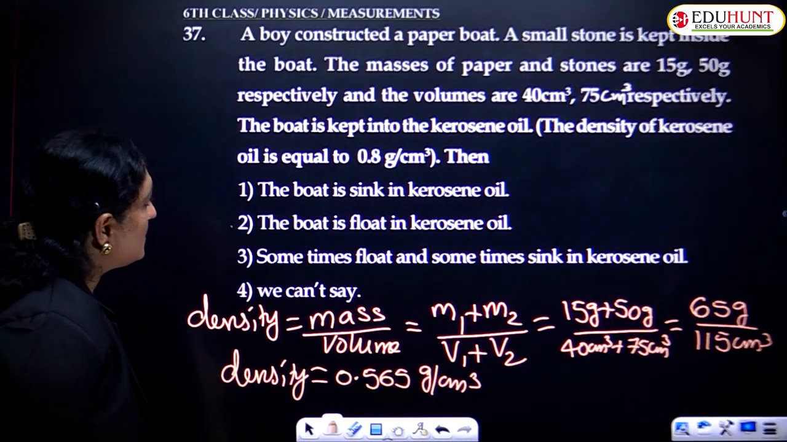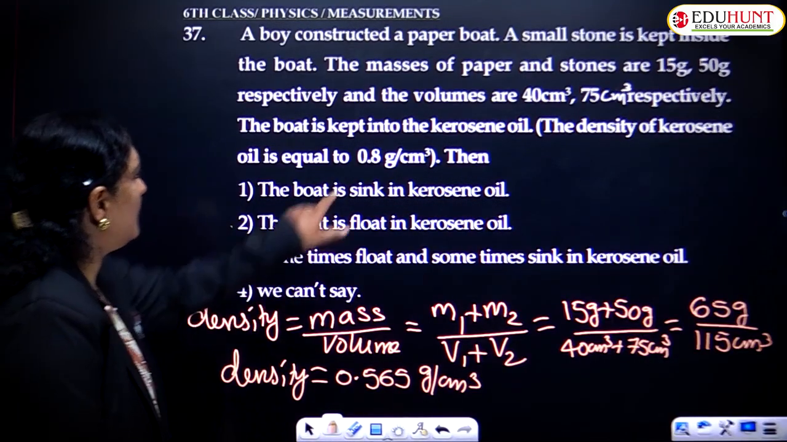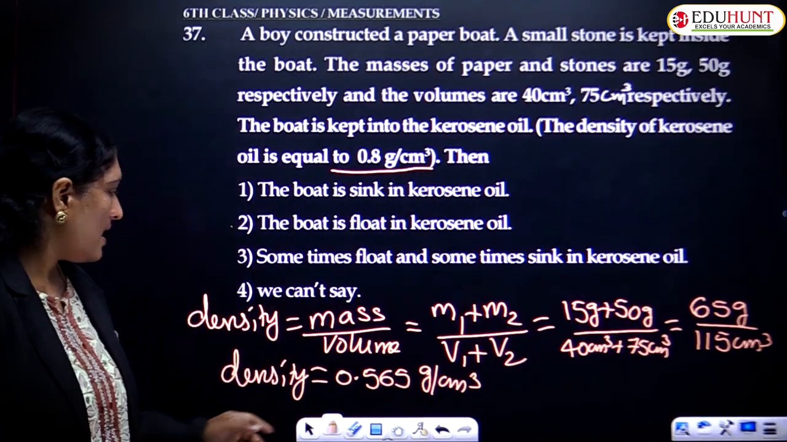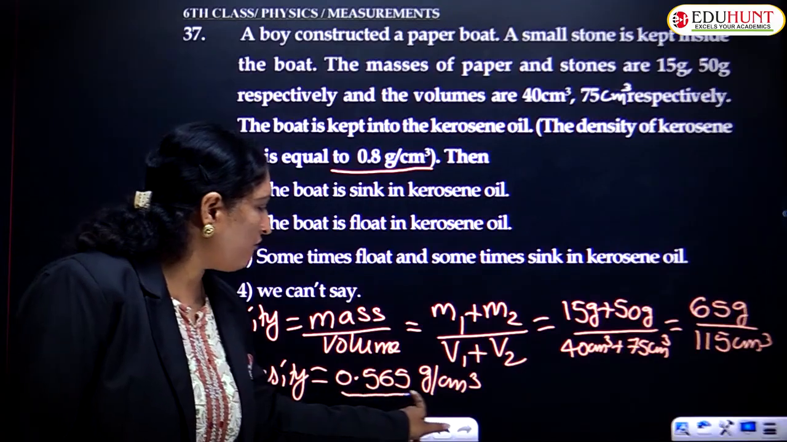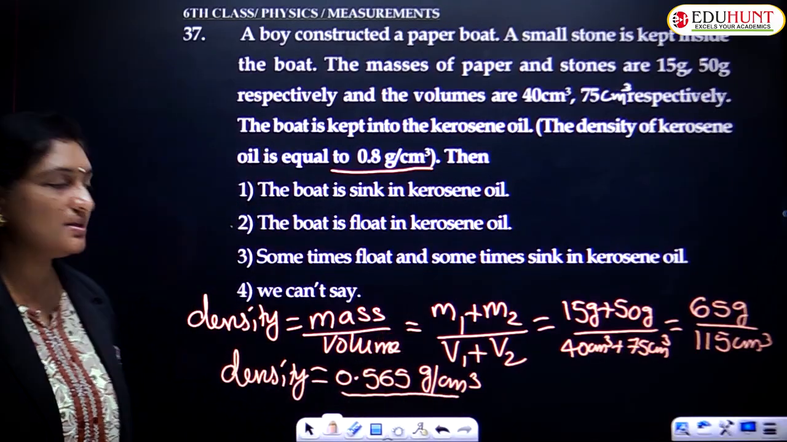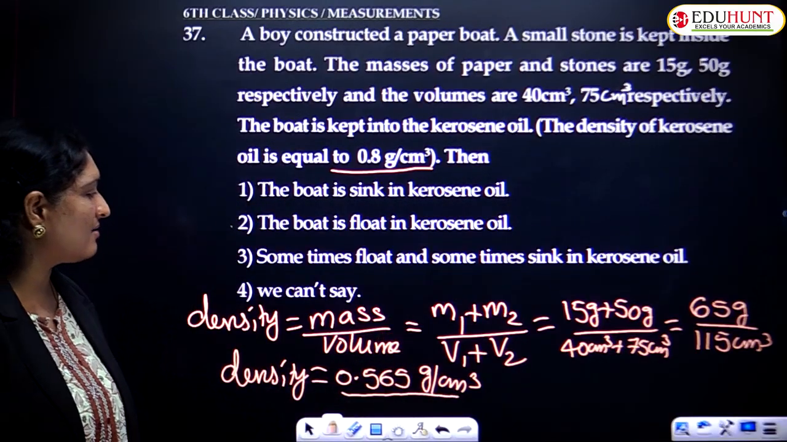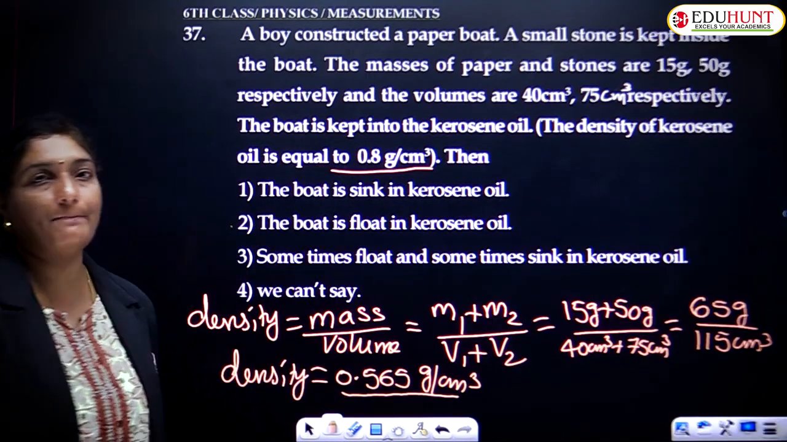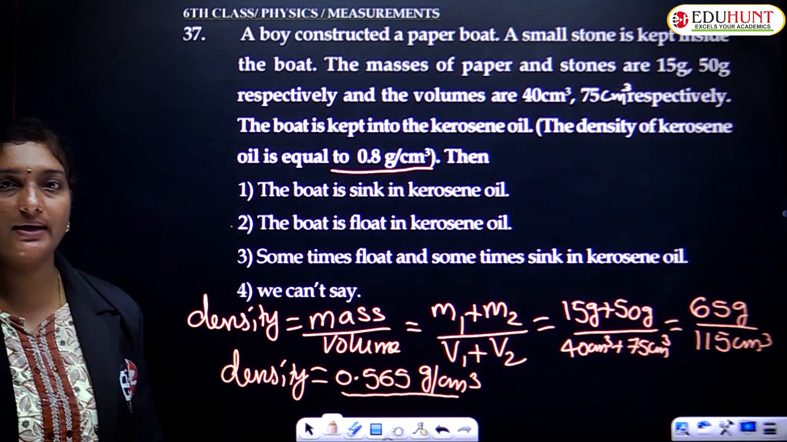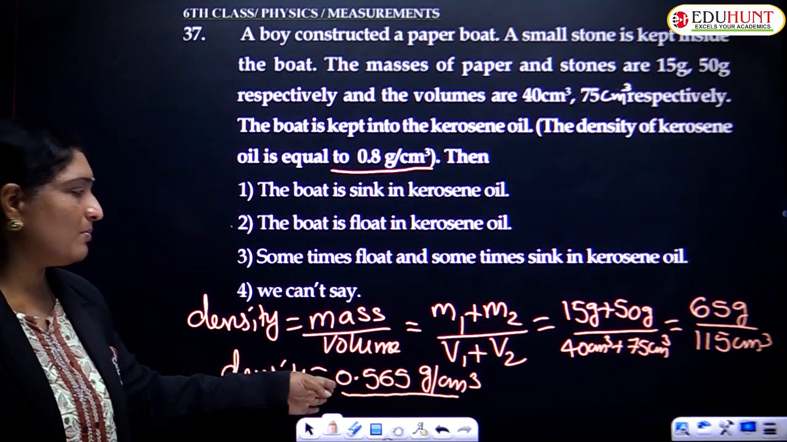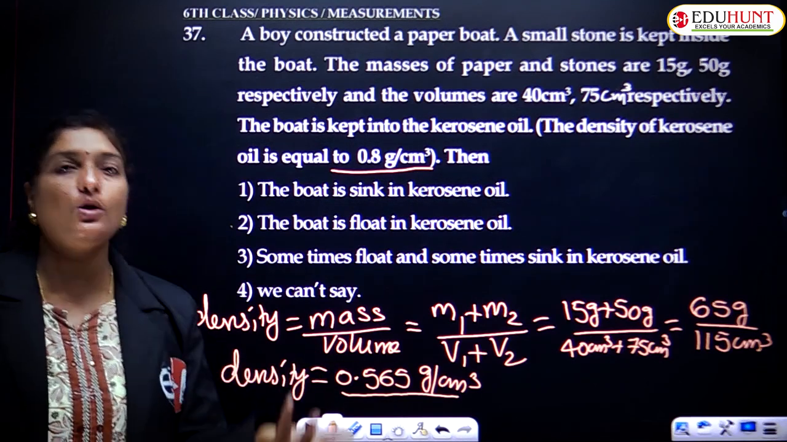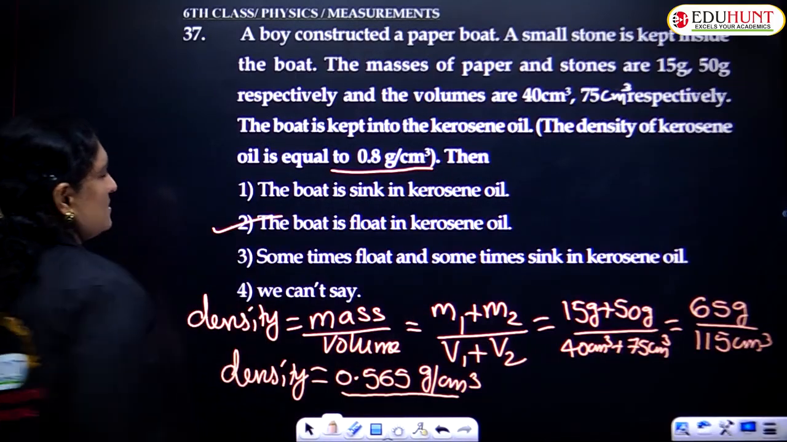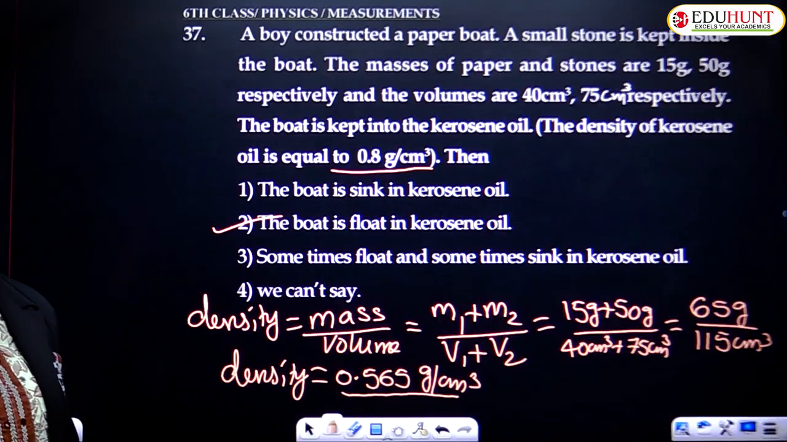So let us see whether it floats. Here the density of kerosene is given to be 0.8 grams and here the density of the paper boat along with the stone is found to be 0.565 grams. So which one is more? Density of kerosene is more when compared to the density of the paper boat and stone. Hence, this paper boat along with the stone starts floating on the kerosene. So the boat floats in the kerosene oil. So that is the second answer. Understood?